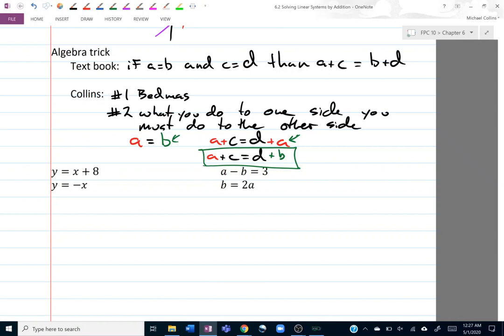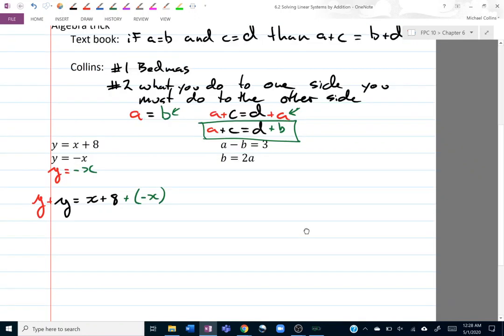So what I'm going to do is color code this again. I'm going to write y is equal to, and then this negative x in green, just so we can see that the red is equal to the green. So I have the first equation, y is equal to x plus 8, and I am going to add the second expression to it. So on my left-hand side, I'm going to add y, and on my right-hand side, I'm going to add a negative x.